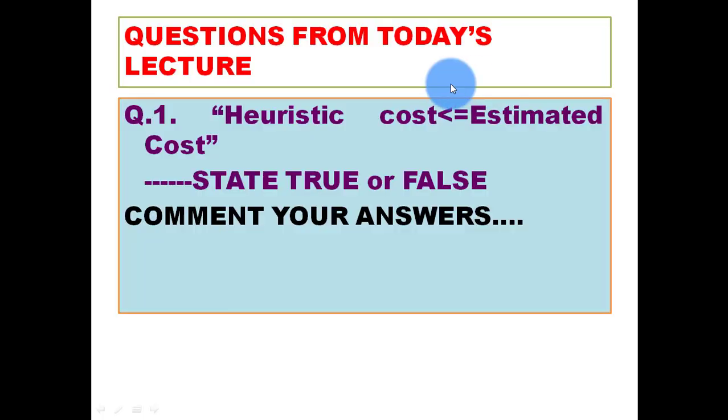So we come to the question from today's class. Today's question is: heuristic cost is less than or equal to estimated cost. You need to state whether it is true or false. So comment either true or false as your answer. And of course, I will respond to those comments.